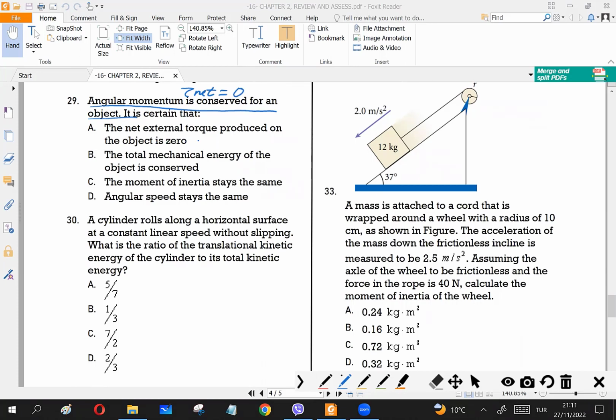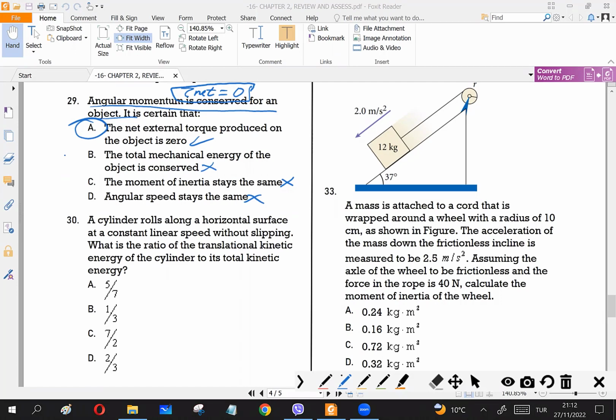So A, the net external torque produced on the object is zero. Yes, this is the condition for angular momentum's conservation. B, total mechanical energy of the object is conserved. We don't have such a condition for angular momentum conservation. Moment of inertia stays the same. Why should it stay the same? Angular speed stays the same? No. The only condition for angular momentum to be conserved is that the net torque acting on the object must be equal to zero. So the correct choice is A.